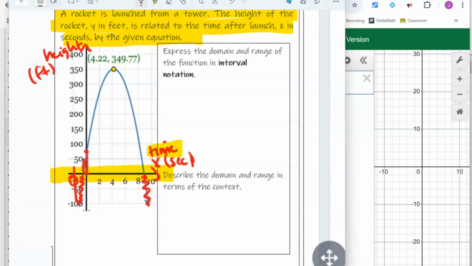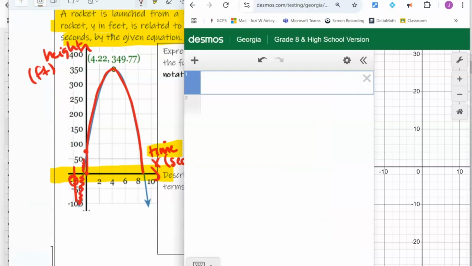So this is really my graph. My graph is going from here to here. And now that I've said that, what would be my domain? From 0 to, and now that I put all this writing on it, what's that? Maybe around 9.